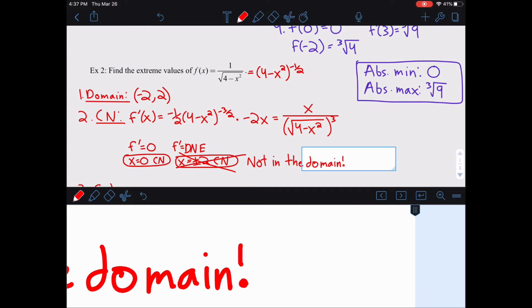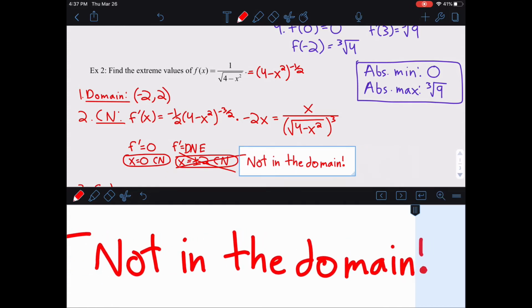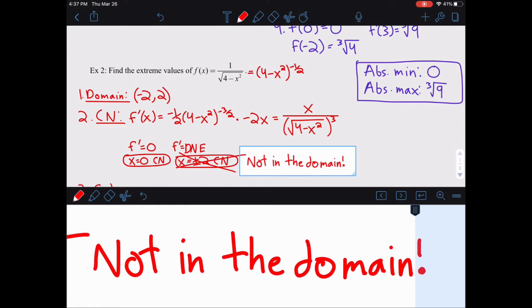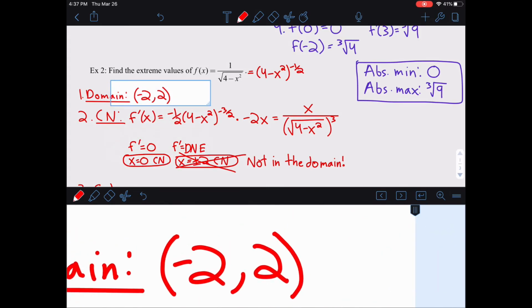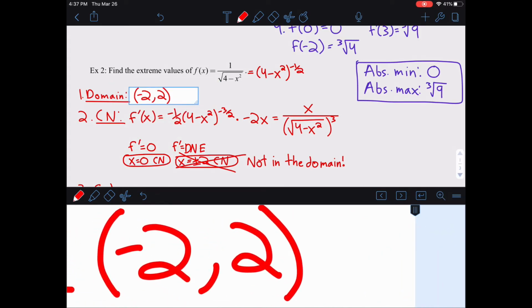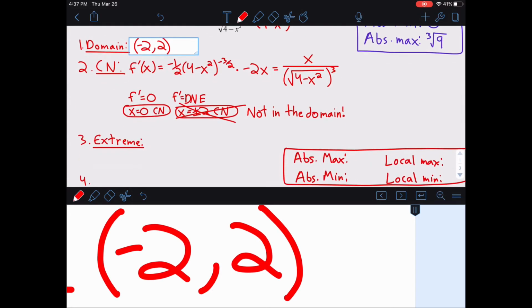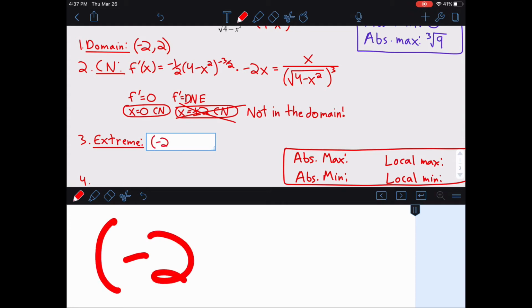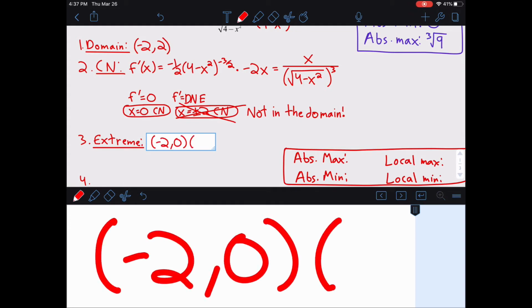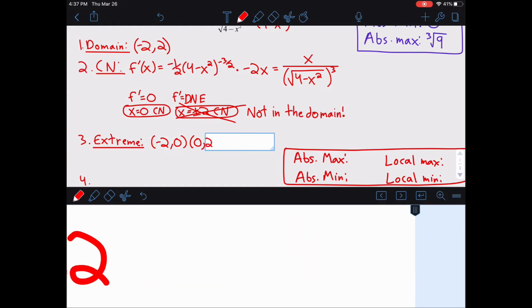Okay, so remember, the critical number has to be in the domain, right? It cannot be an endpoint. So 2 and negative 2 are out. Get them out of here. So we have one critical number in total, 0. We're going to use this critical number to split up the domain of the function f, and we will do the first derivative test. So my two intervals are going to be negative 2 to 0 and 0 to 2.